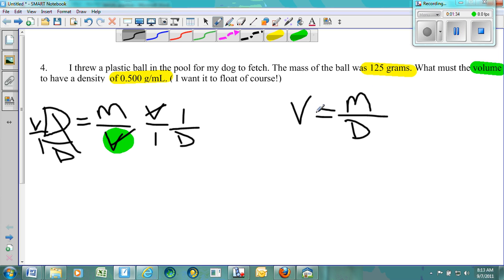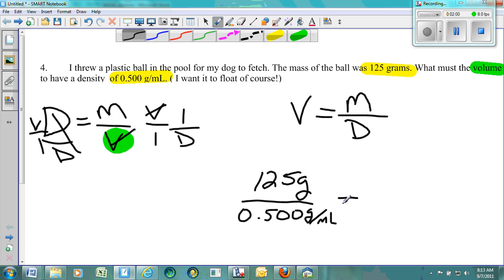You'll notice that the V and the D switched places due to them being in the numerator and the denominator. With this working equation, we're about to earn some points, in which I'm going to put the mass of 125 grams over my density, which is 0.500 grams per milliliter, and that's going to equal an answer.